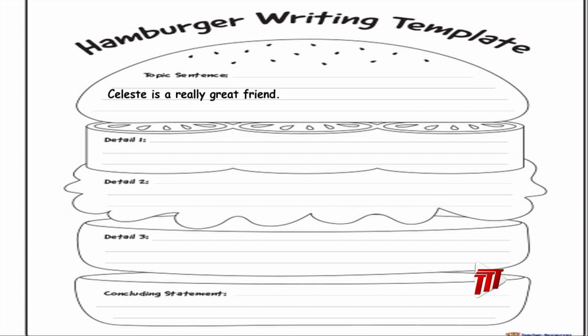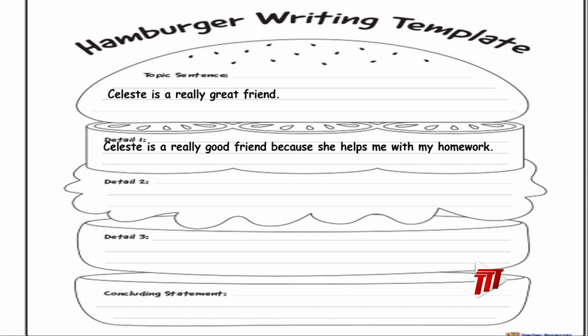Celeste is a really great friend. So this main idea, we know that you are going to talk about Celeste and why she is a great friend. So let's try detail number 1. Celeste is a really good friend because she helps me with my homework. So we know one reason why she's a great friend to you, and that reason is, yes, she helps you with your homework. Let's move on to detail 2.